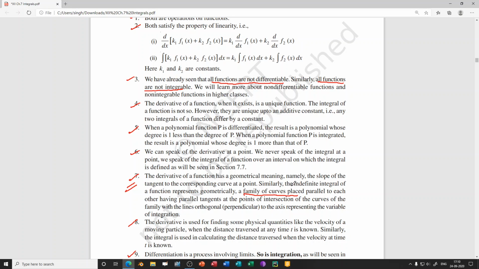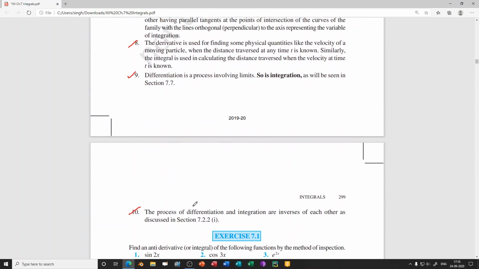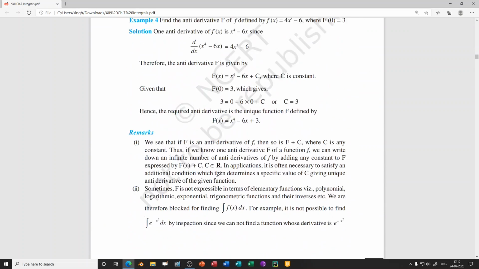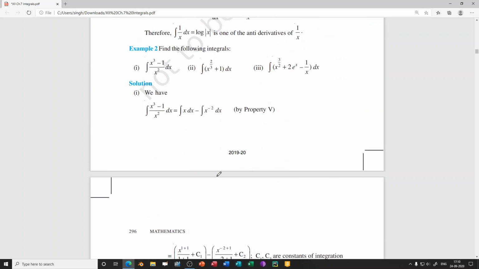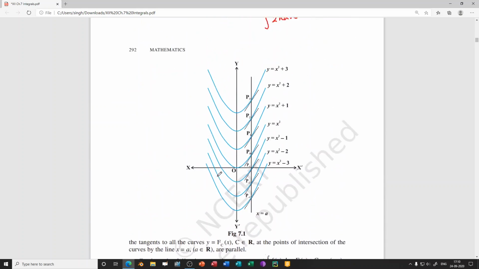Second part of this. Similarly, the indefinite integral of a function represents geometrically a family of curves. We have seen that in the figure, placed parallel to each other, having parallel tangents at the points of intersection of the curves of the family with the lines orthogonal or perpendicular to the axis, representing the variable of integration. So you have to remember all these properties and remarks and the formulas which we have learned. They will be very, very helpful to you to solve problems in which they will be applicable.